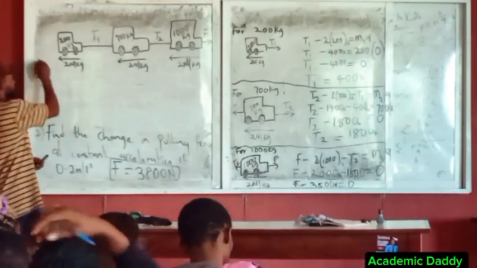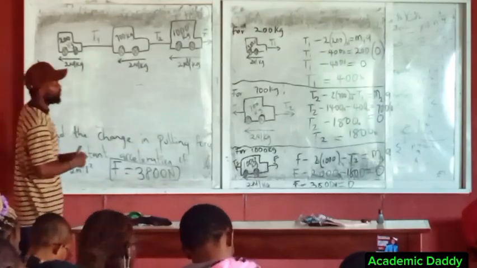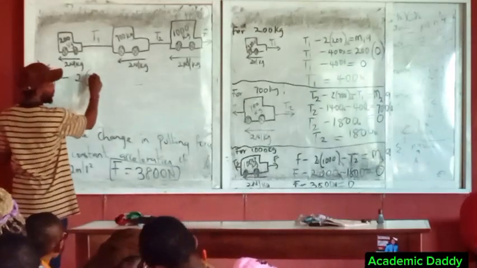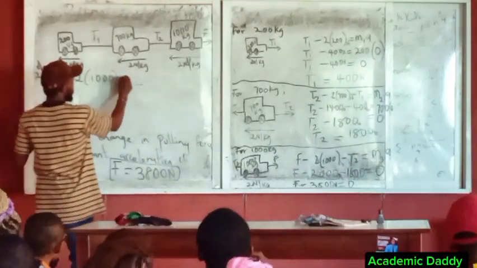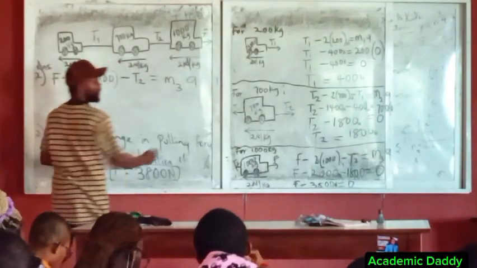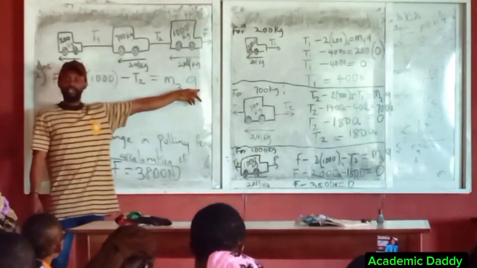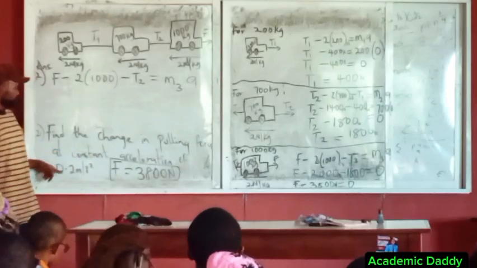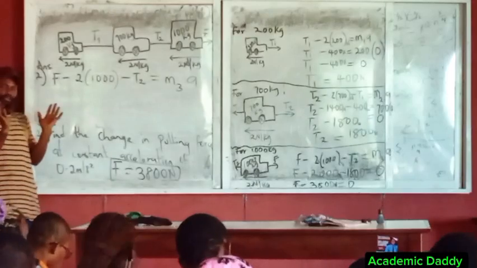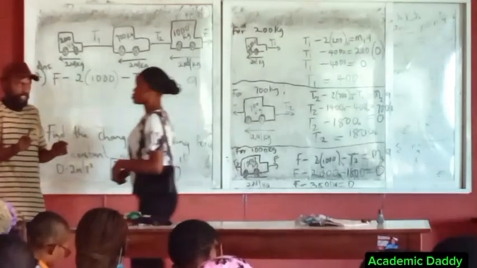The answer to question number 2 is simply going to be given by the equation of the system, which is F minus 2 into 1000, minus T2 equals M3 A. But the only thing that will change now is that A will no longer be 0, because at this point they have given us a constant acceleration, which is 0.2 meters per second squared. Anywhere you see constant acceleration, it can never be 0. But if you hear constant velocity, acceleration is 0.